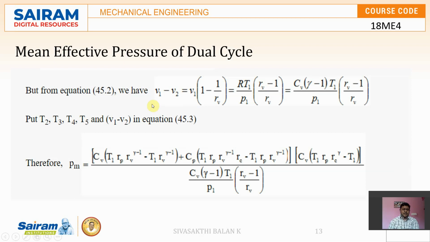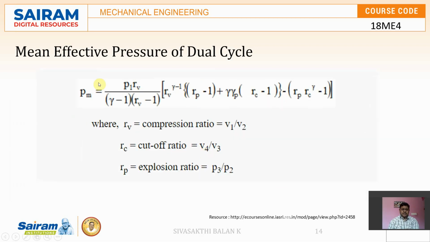Substitute all these values that you derived previously, and do some mathematical manipulation, and you will get the final term like this. This is the final mean effective pressure term, which is represented in terms of P1 alone, and the compression ratio, cutoff ratio and expansion ratio. If we know these values, we can easily find out the mean effective pressure.